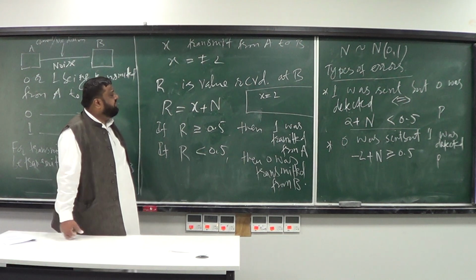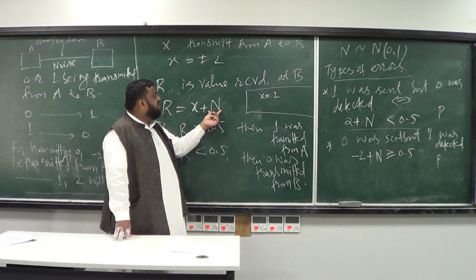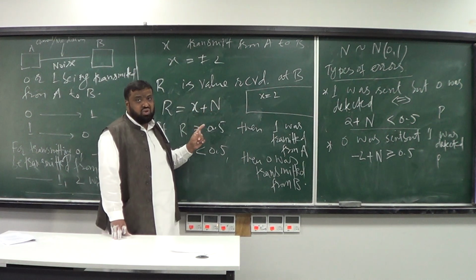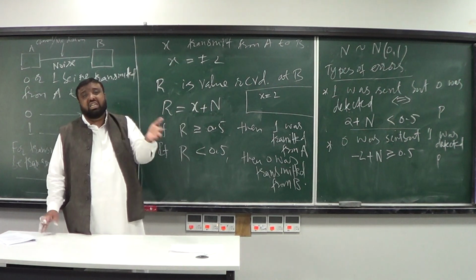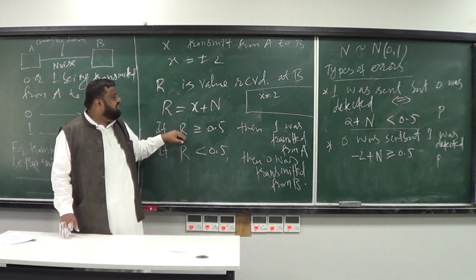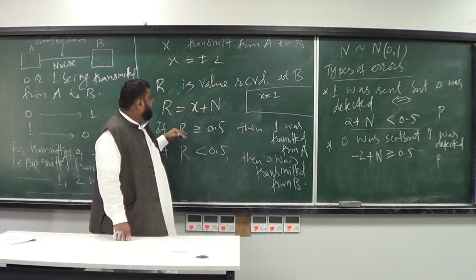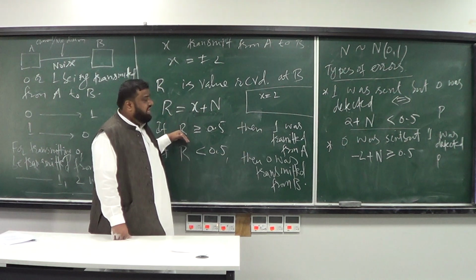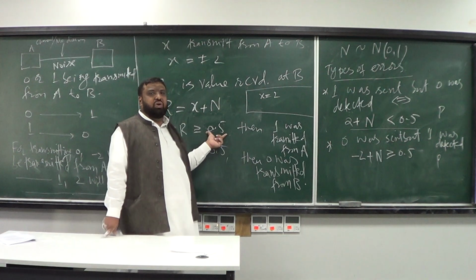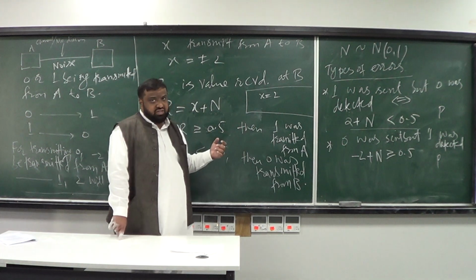And then it is said that if your value plus noise is bigger than or equal to 0.5, x is -2 or 2, but this noise is going to be a fraction. It can take any value from minus infinity to infinity, because it's a standard normal random variable. Now if r is bigger than or equal to 0.5, then 1 was transmitted. So if the resultant value, the received value, is bigger than or equal to 0.5, then this is near to 1, so we will detect that 1 was transmitted from A.